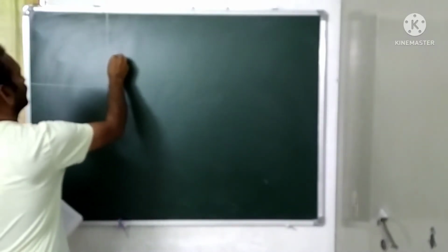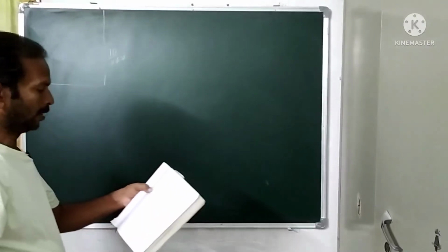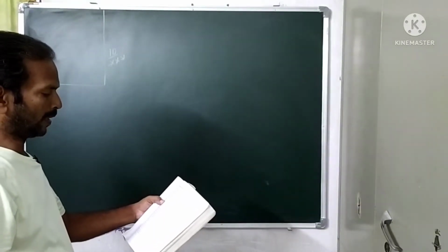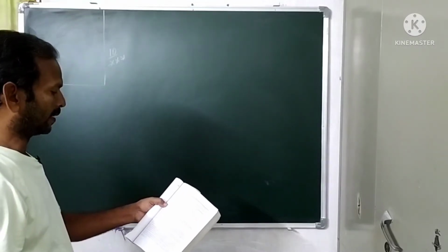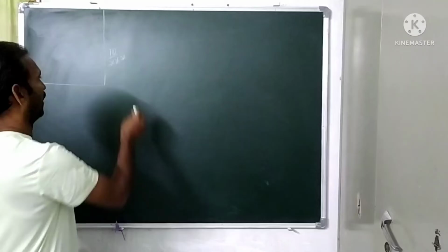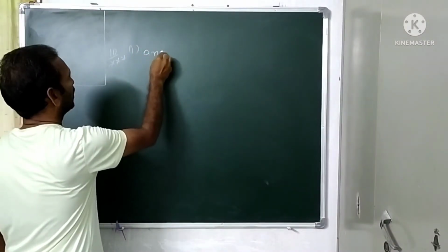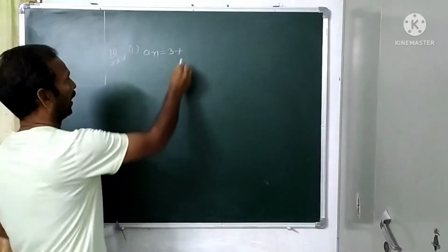See my 10th problem. This is also an important model. Show that A1, A2, and so on, AN forms an AP, where AN is defined as AN = 3 + 4n. The first model, AN is equal to 3 plus 4n.